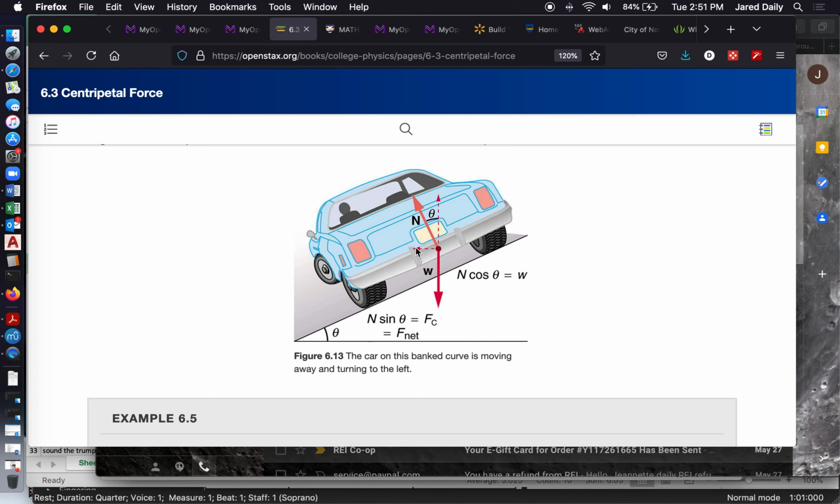That little component of this normal force is actually going to be our centripetal force. So here they show that. They say that the normal force times the cosine of theta, which is this component of the normal force, is equal to the weight. But this one right here, the normal force times the sine of theta, is equal to the centripetal force, which is equal to, of course, the mass times the centripetal acceleration.